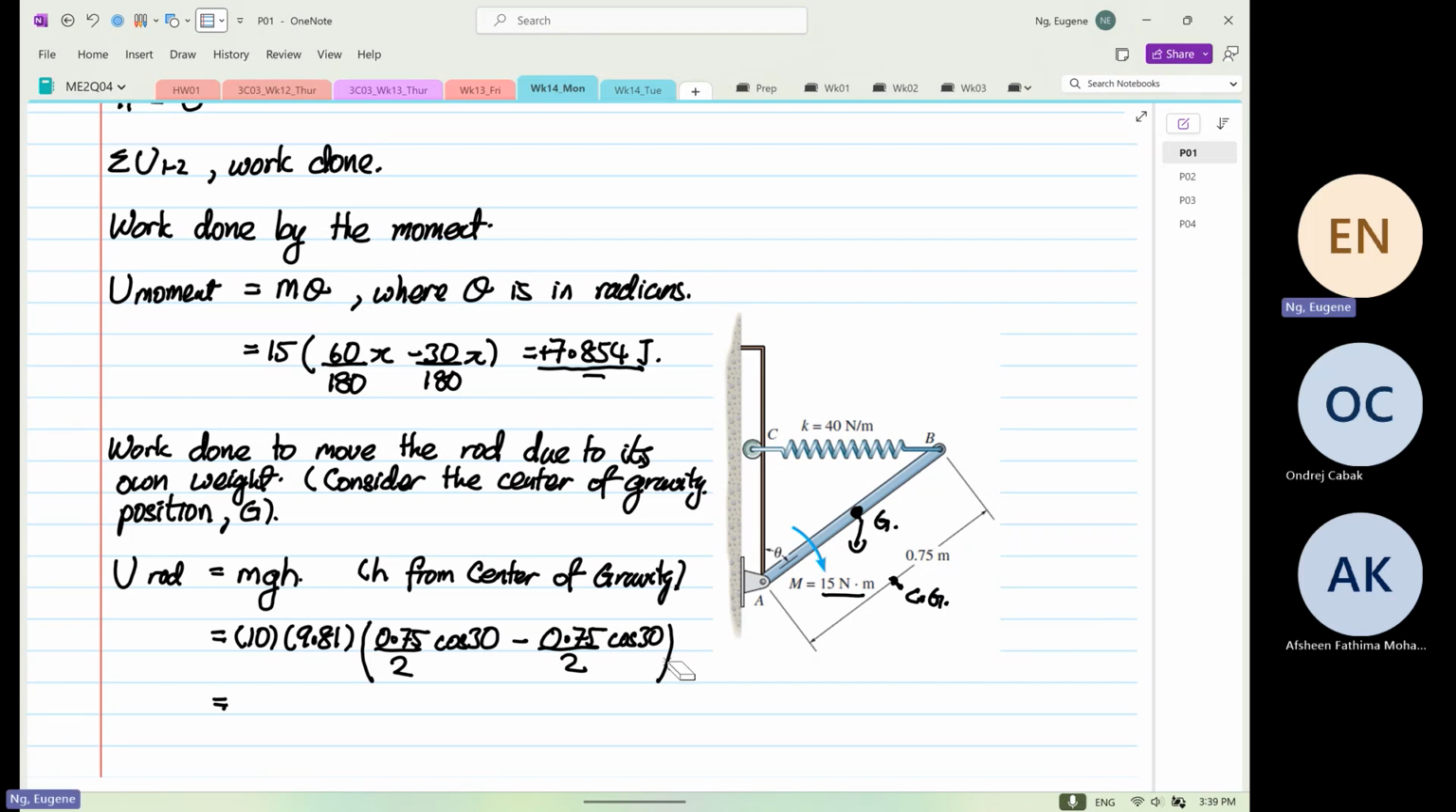Oh, cos 60. Okay. What is equal to 0? Same thing as before, like when it was cos 30. Okay. Easier. You change the cos 30 to cos 60. So times 0.75 divided by 2 minus 0.75 divided by 2 times cos 60, times 9.81 times 10. Okay, so it's 13.465.